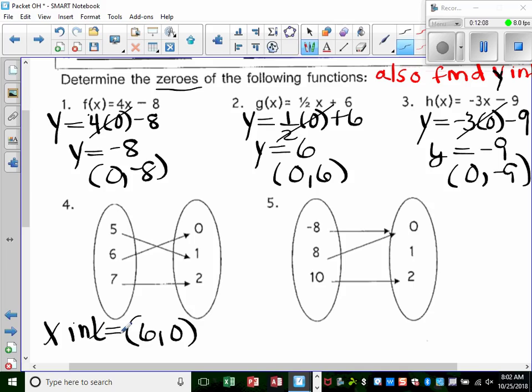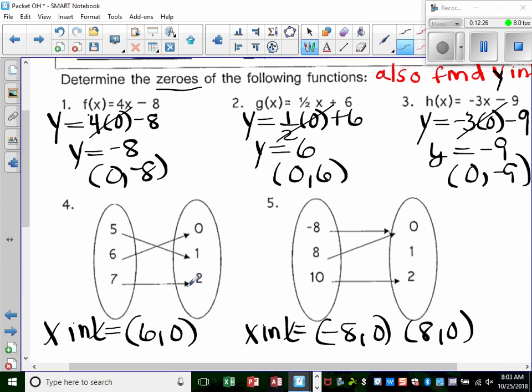All right, who can give me the x-intercept for number 5? Okay, go ahead. -8, 0, and 8, 0. Very good. There are 2 of them. -8 goes to 0 and +8 goes to 0.